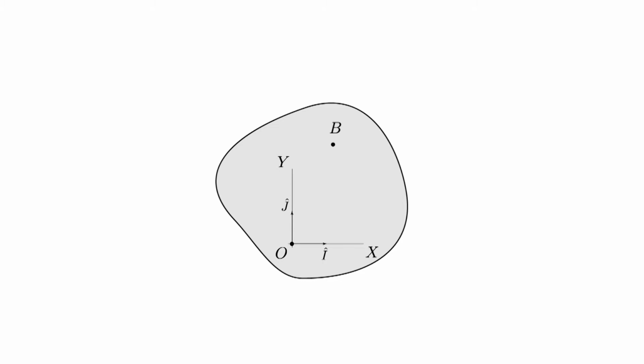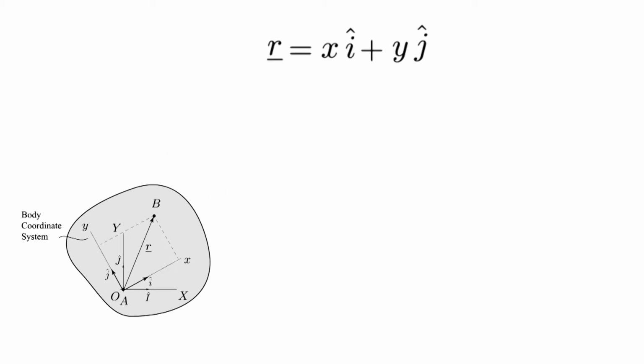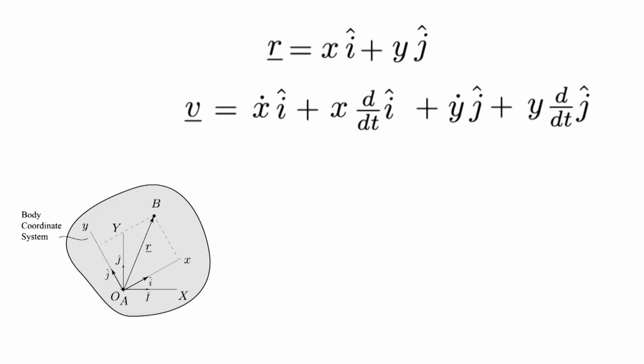We begin by defining a body coordinate system that is attached to the rigid body and rotates with it. We define the position of point B with a vector r and express it in terms of the body coordinate system's unit vectors i hat and j hat. To find the velocity, we differentiate using the product rule.